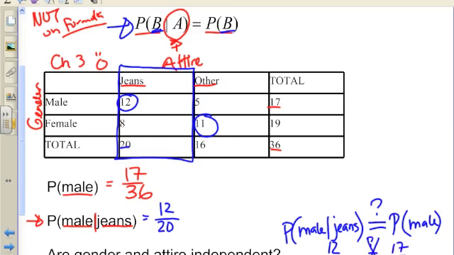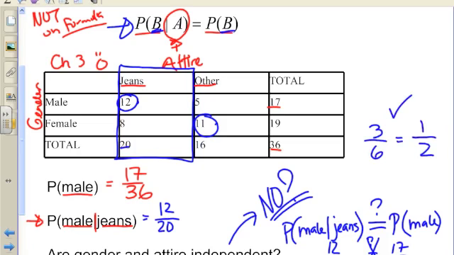In this situation, if I know someone is wearing jeans, it is more likely that they are male. If I know someone is not wearing jeans, it is more likely that they are female. So knowing information like what they're wearing does influence whether or not I know they're male or female. It changes the probability. So the answer there is no, they're not independent. If I got something like 3/6 equals 1/2, bam, those things are equal, I could say yes, the two variables are independent. So equal, independent. Not equal, not independent.